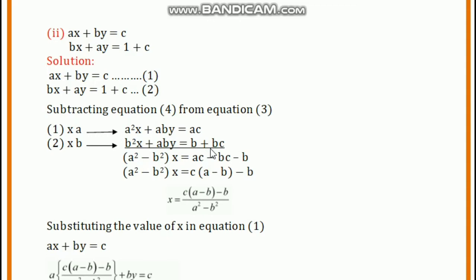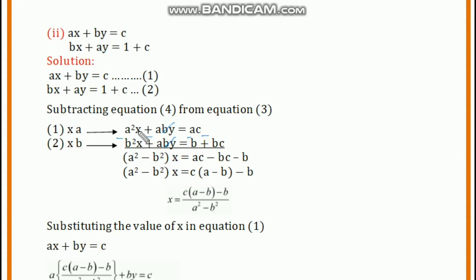Here we need to subtract. If we subtract, we need to change the signs. Here the sign is negative, here also the sign will be negative, and here also the negative sign. So plus aby and minus aby will be cancelled. Then the remaining is a square x minus b square x.